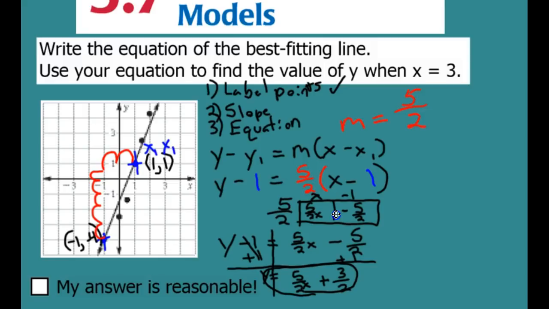So now what we need to do, it says use your equation to find the value of y when x equals 3. So what we're going to do is put 3 in for x. So what we have is y equals 5/2 times, instead of x now we're going to put 3 in, plus 3/2.